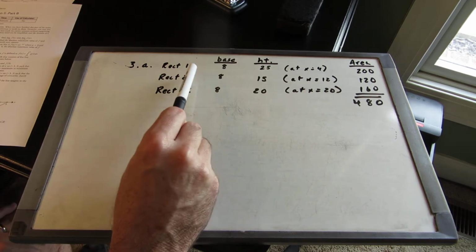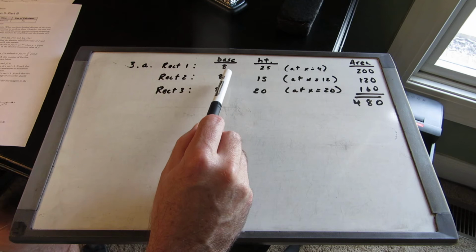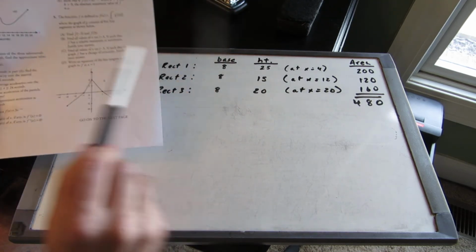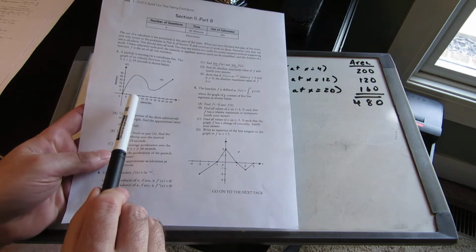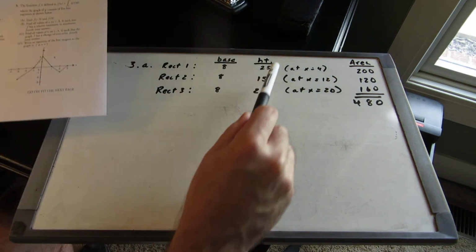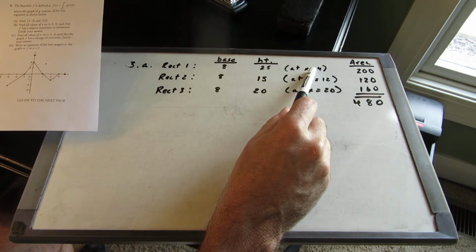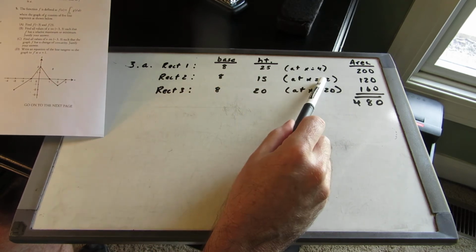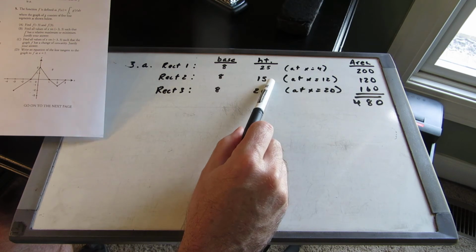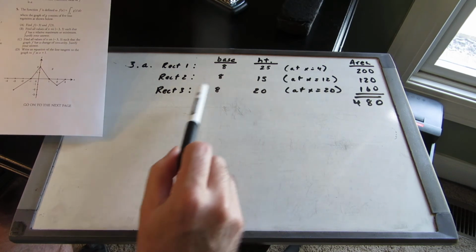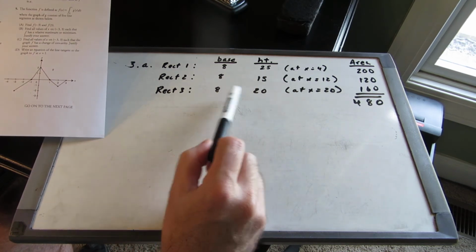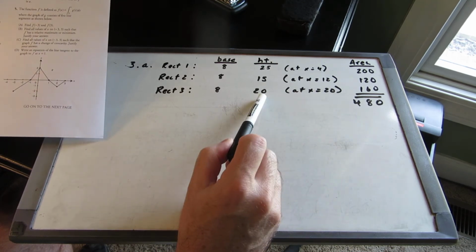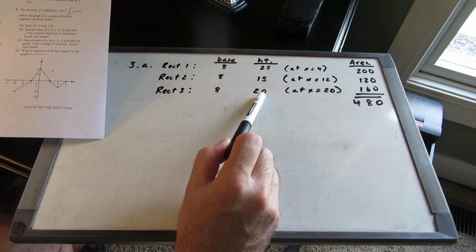For rectangle 1, the base is 8. If I read this graph at 4, the midpoint, the height is 25. So that's at x equals 4. Rectangle 2, the base is 8. If I read it at the midpoint of that rectangle, which would be 12, the height is 15. And then for rectangle 3, of course, the base is 8, and if you read it at x equals 20, the height is 20.